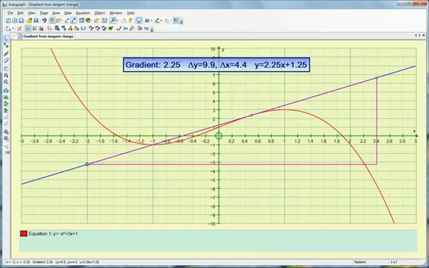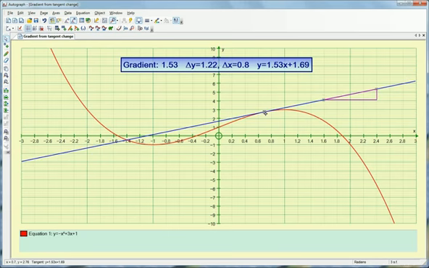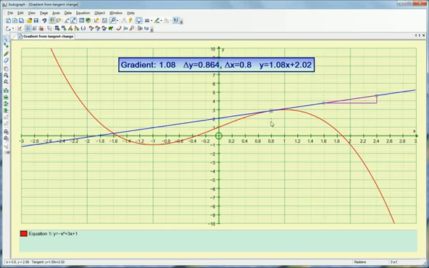Let me reduce the triangle to a smaller size again and see what happens when we change where the tangent hits the red line. If I move this point to the right, you can see that as I go to 0.6, the gradient is now smaller at 1.92. The line has become less steep. Moving it further, up to 0.8, again you can see it is reduced to 1.08. And this can be seen in the triangle, because the height of the triangle has reduced.